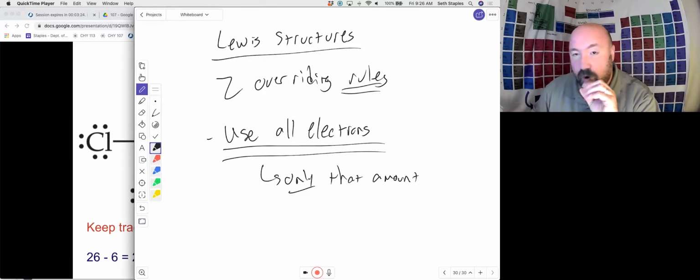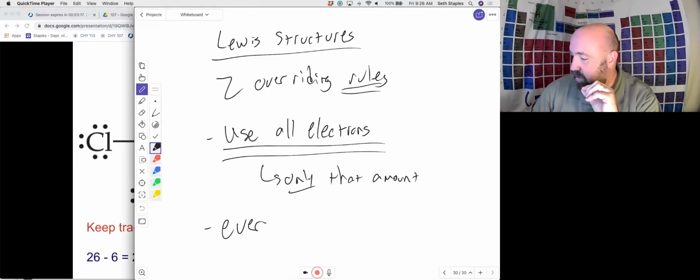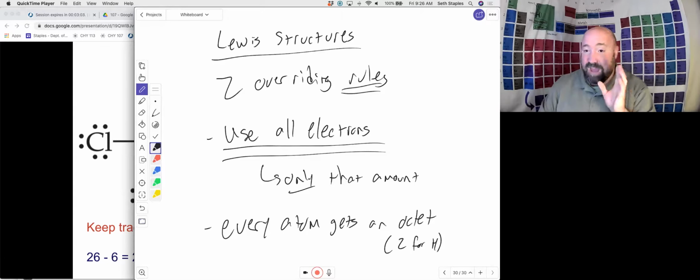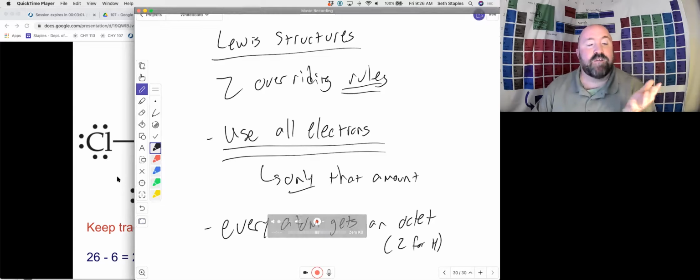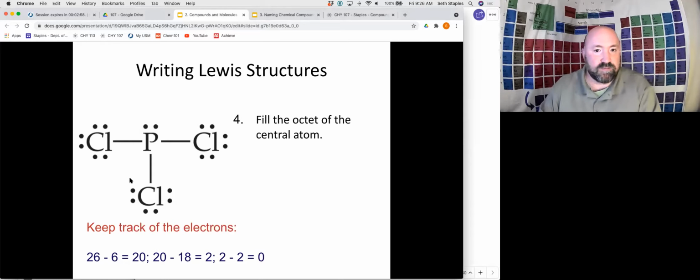You can't add more just because you think you need them. If you run out, you run out. And we'll talk about how to deal with that in a second. The other big rule: every atom gets an octet. Remember that an octet really means 2 for hydrogen, but 8 for everything else. So let's see if we've hit those rules with our structure here.